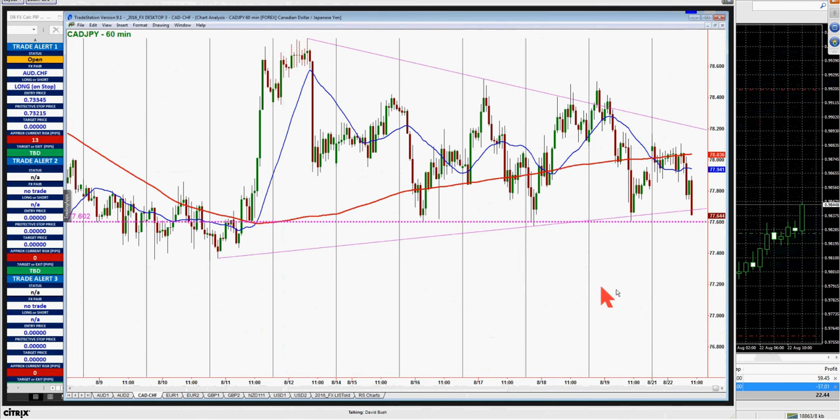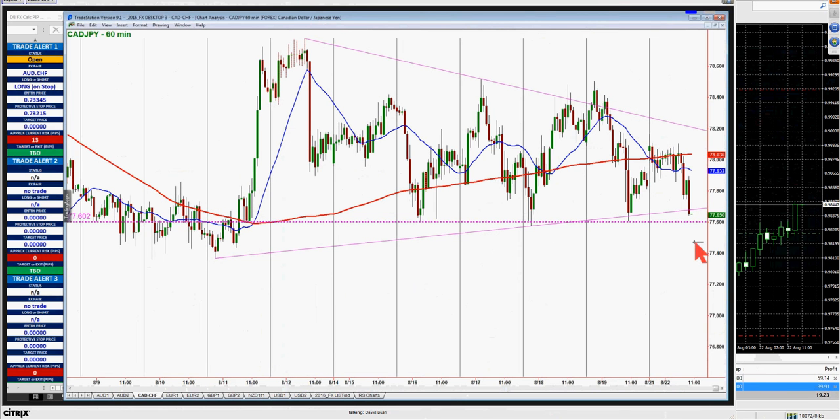Okay, so back to CAD Yen. I've got more lines than I normally would have on any chart here, but you've got a kind of symmetrical triangle, those thinner lines, and then I have the thicker horizontal dash line here at the lows. So you can just see it breaking a little bit below, at least to the lower end of this range. So, certainly a break below.